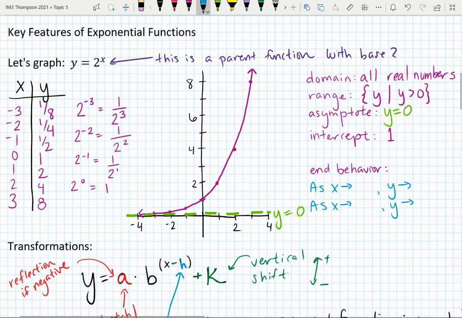The right-hand side is going to feel more familiar. As I follow this graph to the right, to the right, as x gets bigger, as x goes to infinity, what happens vertically? Well, this shoots up to positive infinity, right? So on the right-hand side, as x gets bigger, y gets bigger. So we say as x goes to positive infinity, y goes to positive infinity.